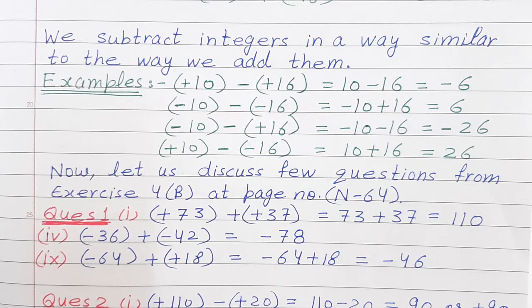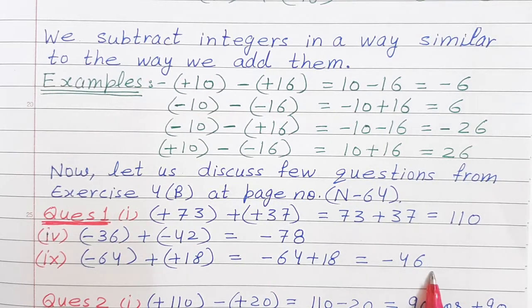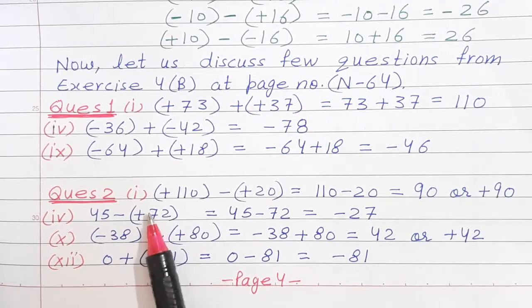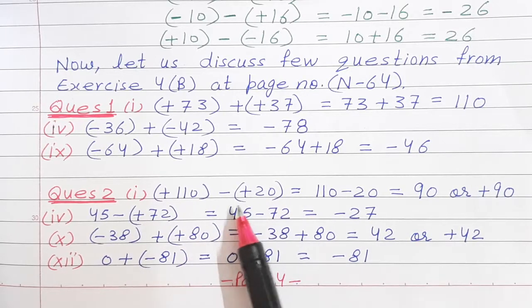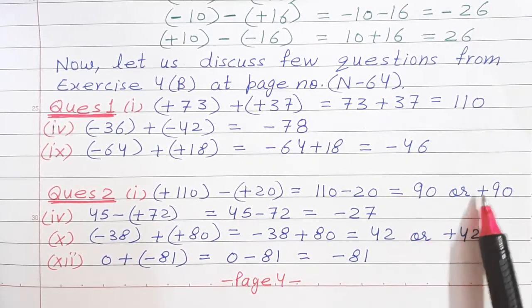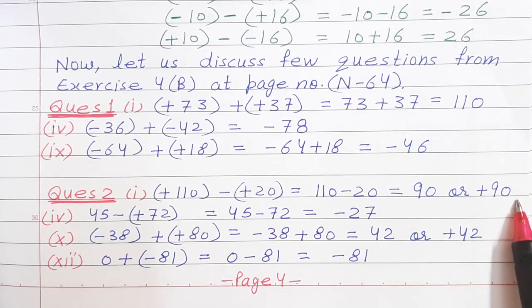Now the next part is minus 64 plus 18, right? So here it is minus 64 plus 18. Now since one is negative, one is positive, we subtract them, right? So the answer is minus 46. Now question number 2 is 110 minus 20. So this is equal to 90, or you can write plus 90, that is positive 90.